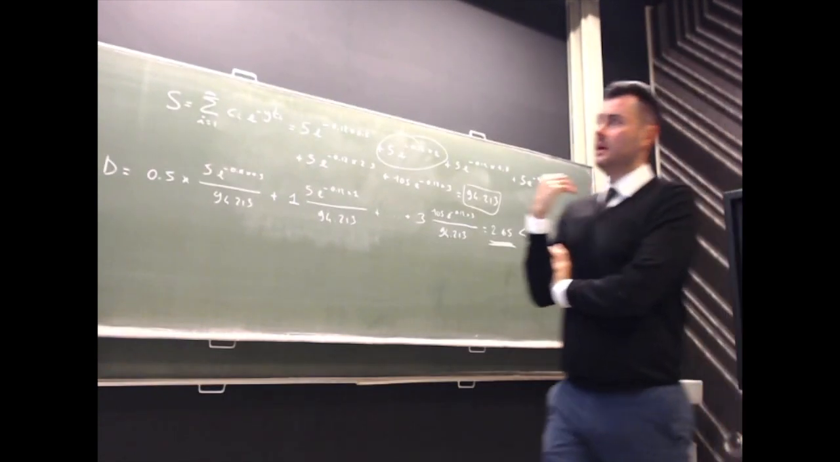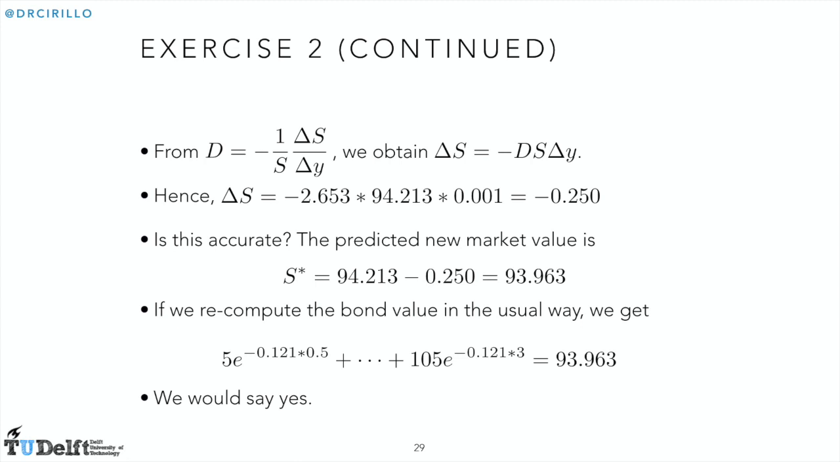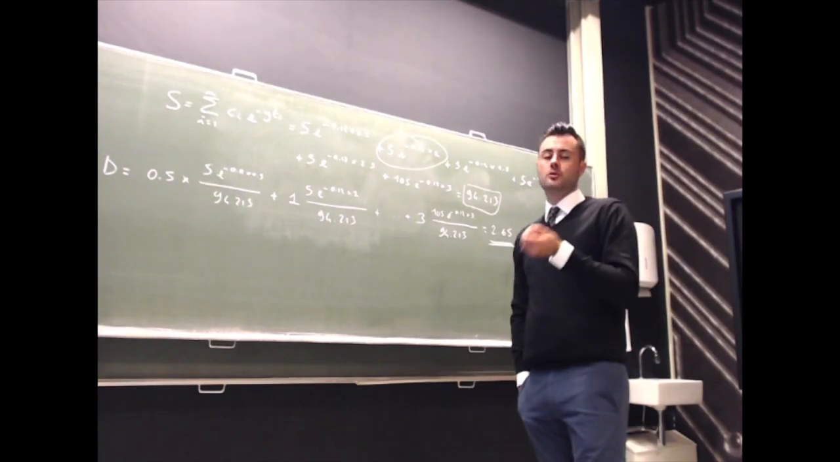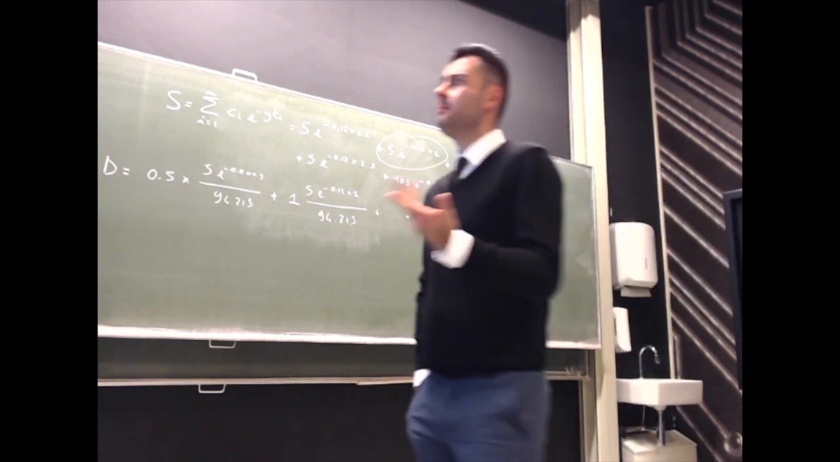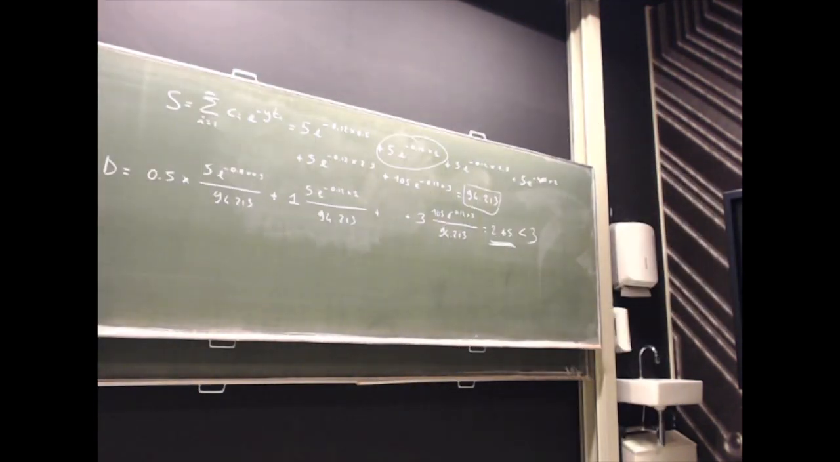So if I do that, I already have all these quantities because I know that the duration is 2.653, minus times the value of my bond times the variation. If I do that, I know that I can expect a change in the value of the bond of minus 0.25. That means that the new market value of the bond would be the old one minus 0.25. So the new value would be 93.96.